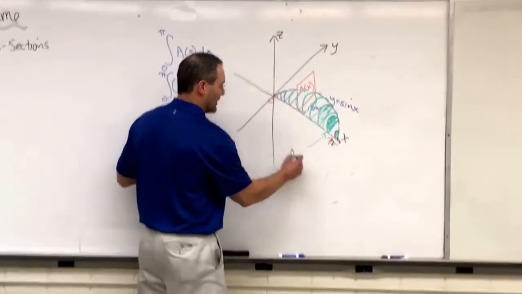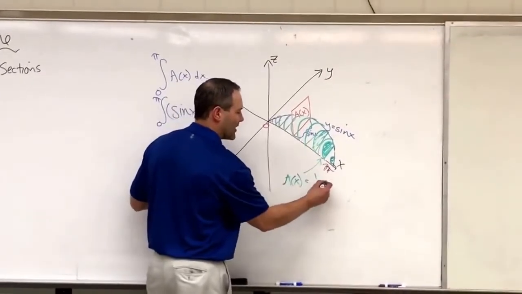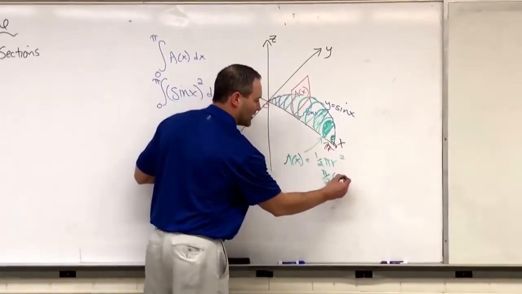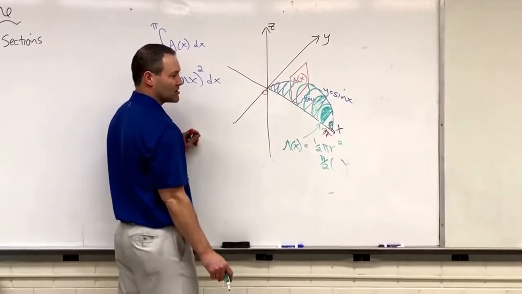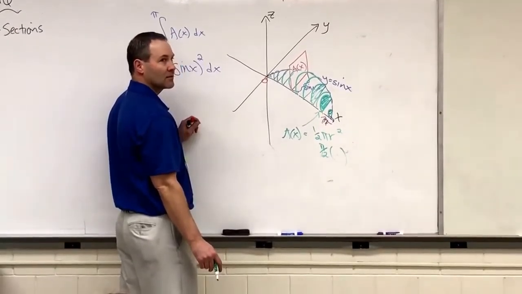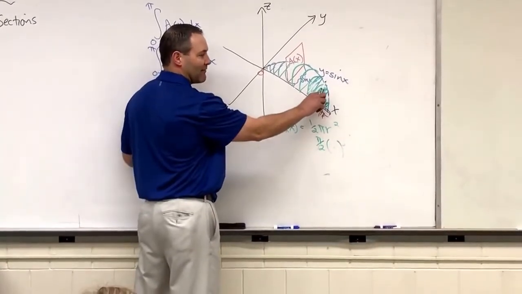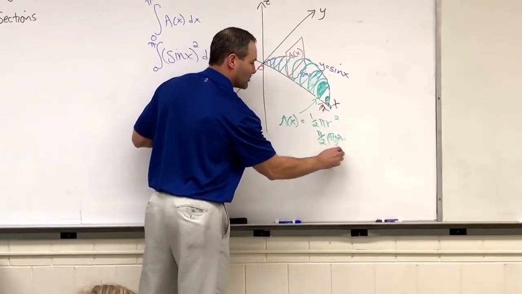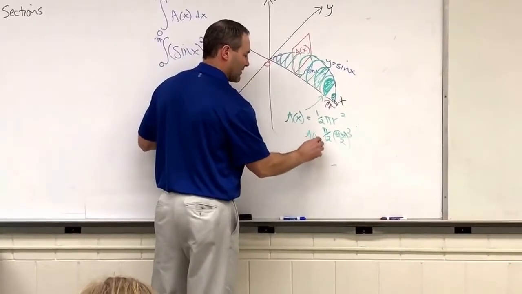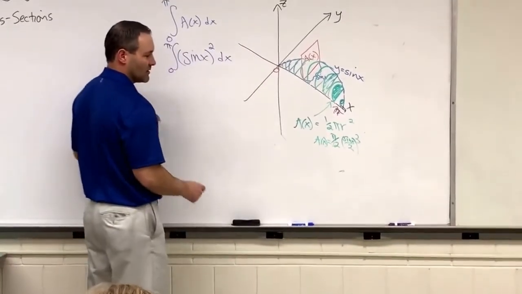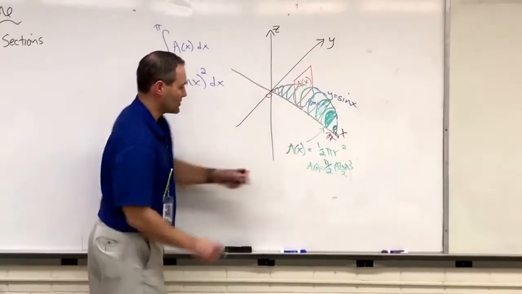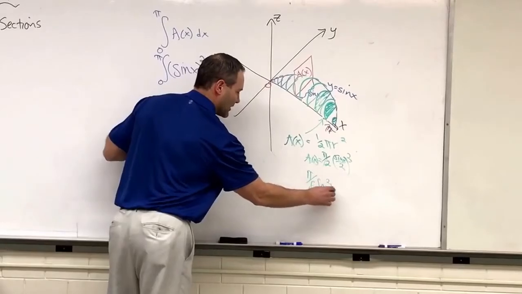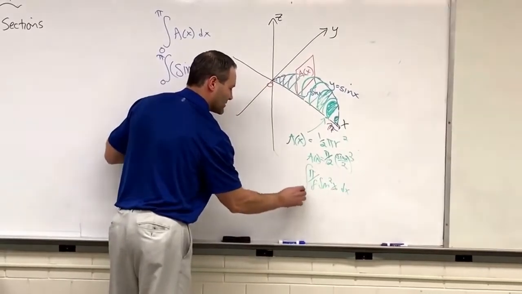Alright, so we know that A of x for this is 1/2 pi r squared. This is a half circle. So it's pi over 2, whatever our r is. What's my radius here? Sine x over 2. We only want half of it. That's sine x, half of it is sine x over 2, squared. So there's my A of x. And once you have that, you could make that over 4. So it's basically pi over 8 sine squared x dx from 0 to pi.